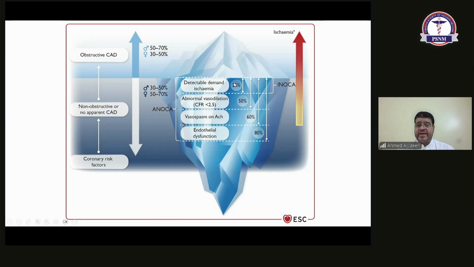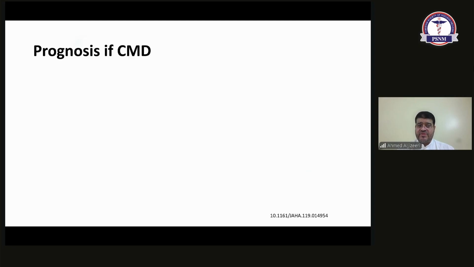And this usually ranges from INOCA, which is detected on myocardial perfusion imaging, to those that have abnormal vasodilation, which should be assessed on PET scan, to those that have vasospasm, in patients who should go to invasive coronary angiography, and then overall endothelial dysfunction that encompasses all of these. So basically, when we look at obstructive disease, we are only looking at the tip of the iceberg, and the majority of the iceberg that is not seen is related to microvascular dysfunction.